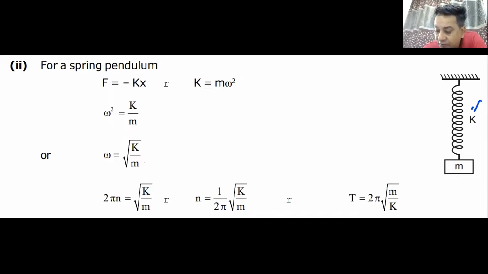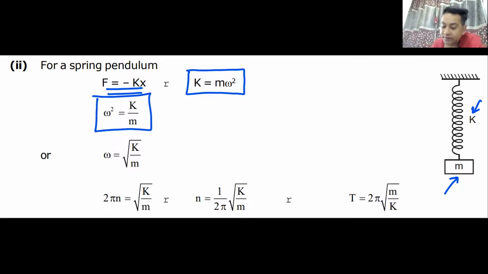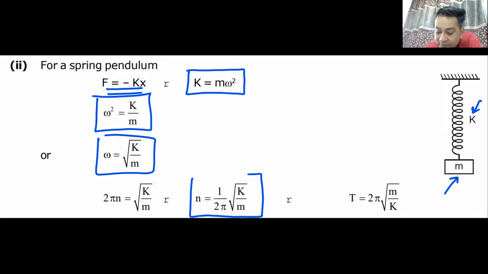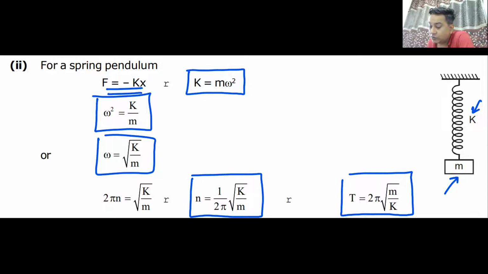A spring of spring constant k. Remember, this is a massless spring. A body of mass m is attached. Force will be equal to minus kx. So k will become equal to m omega square x. Omega square will become k by m. So omega will become root over k by m. Frequency will become 1 by 2 pi root over k by m, and time period will become 2 pi root over m by k. Do we understand this?